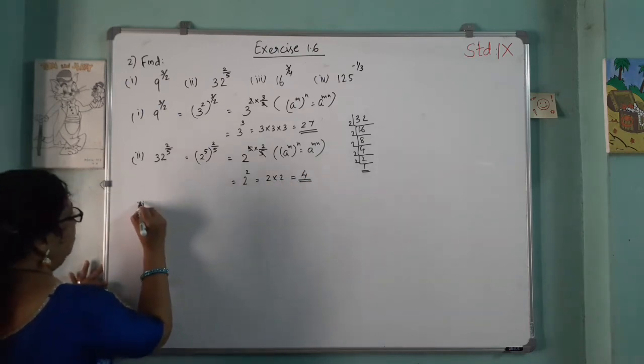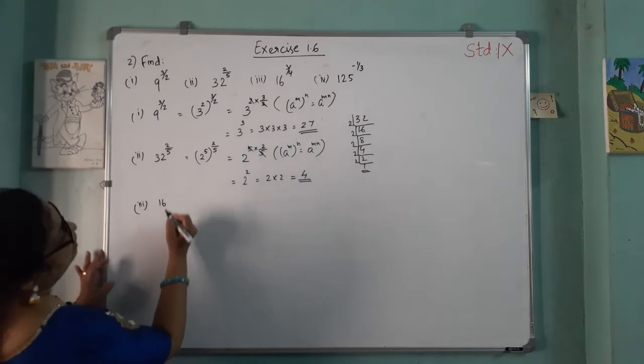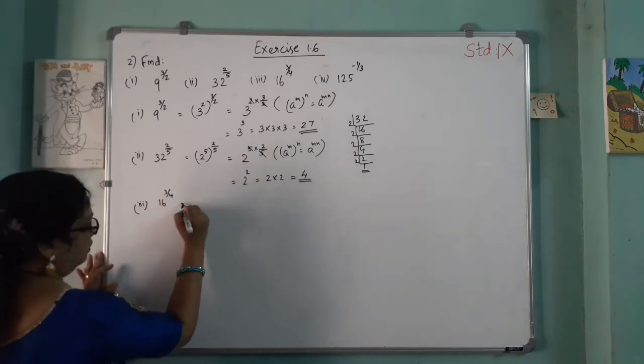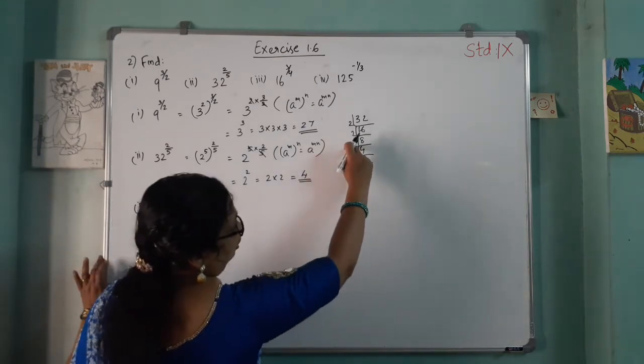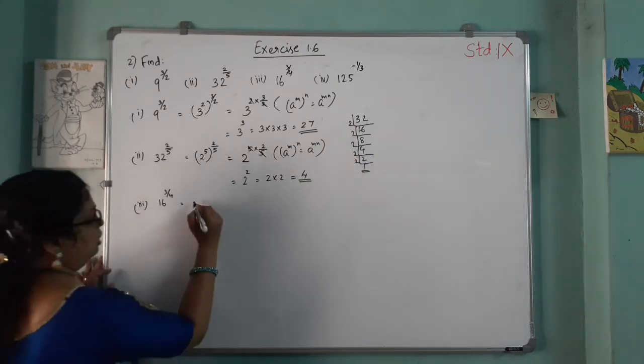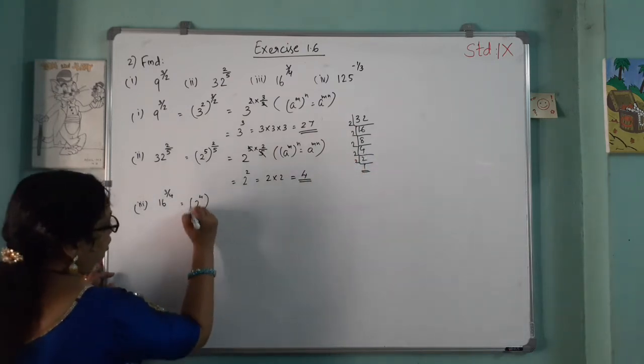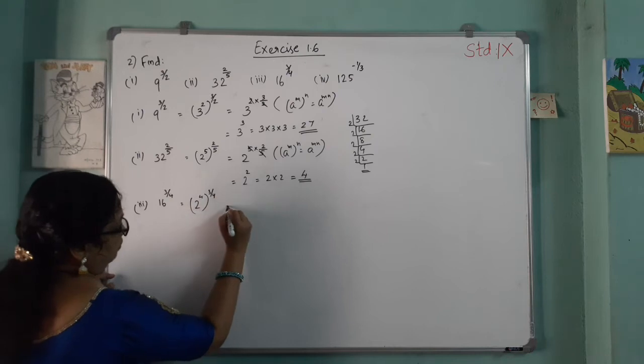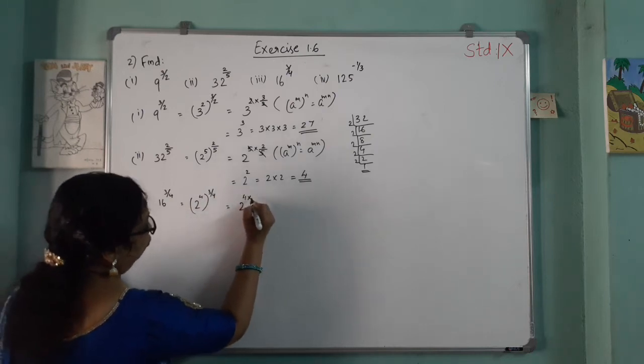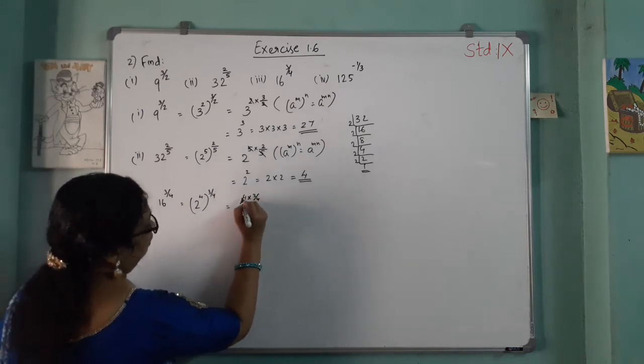Then third question, 16 raised to 3 by 4. 16 we know that is 2 raised to 4. So 2 raised to 4, the whole raised to 3 by 4. That equals 2 raised to 4 into 3 by 4, the power.